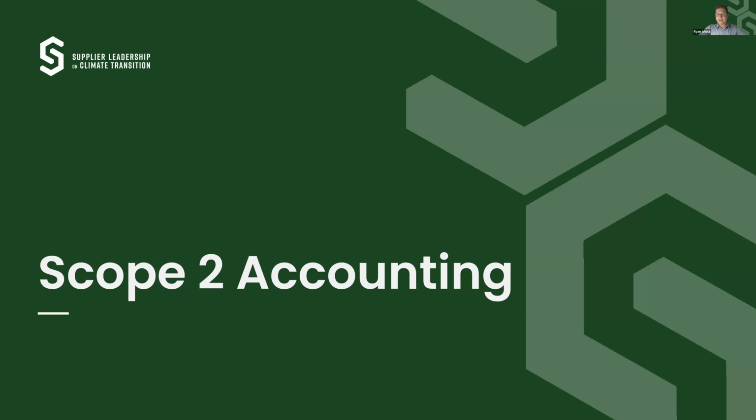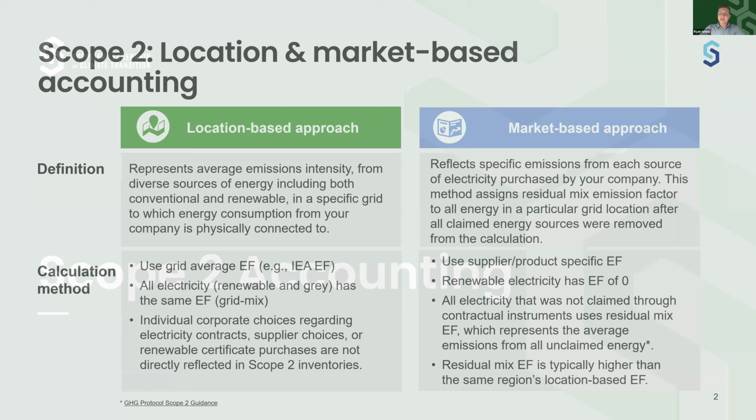Continuing the conversation on calculating your GHG footprint, let's now discuss the difference in Scope 2 location and market-based accounting. So as you may have seen, there are two different ways to calculate Scope 2 emissions, and the best practice outlined by the GHG protocol suggests reporting emissions calculated under both methods.